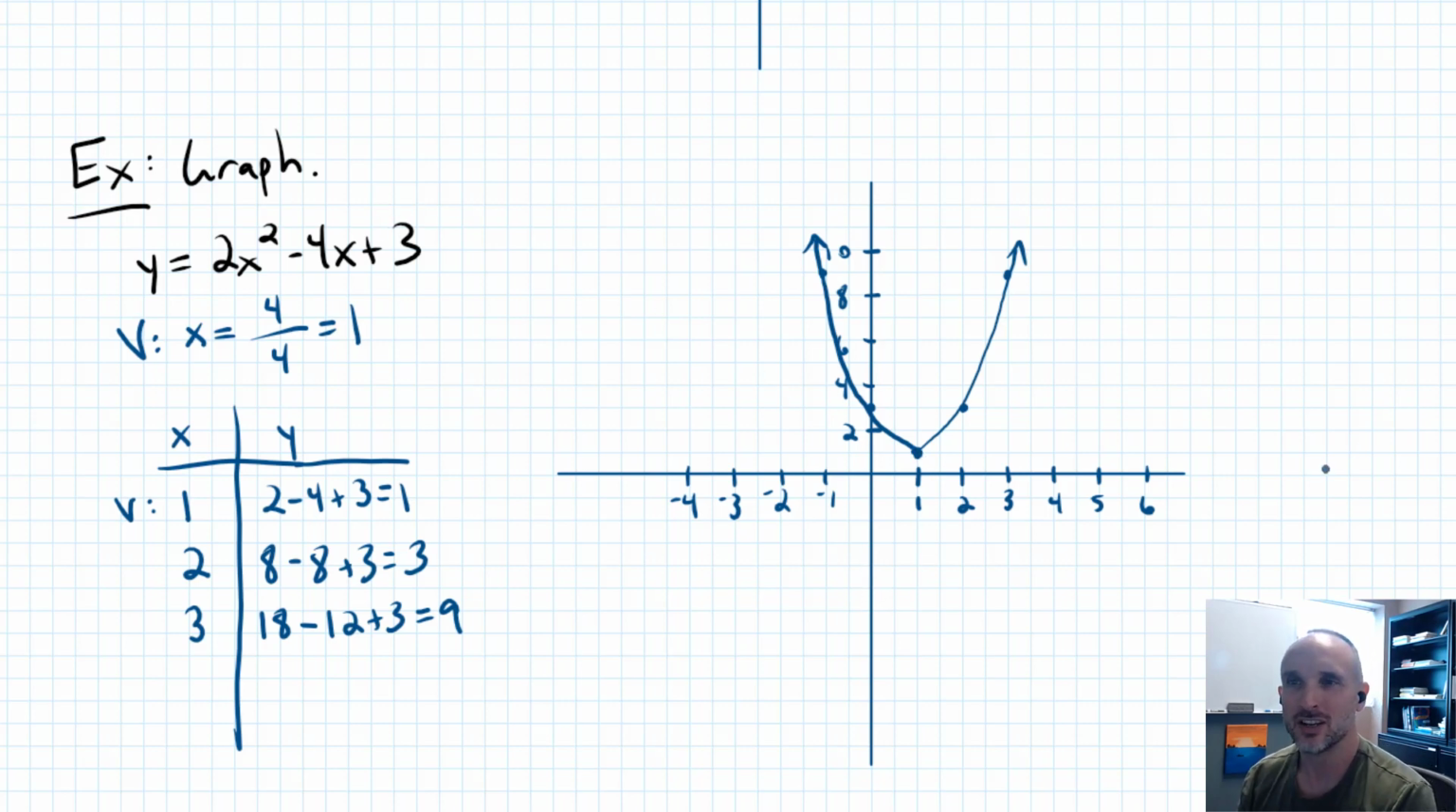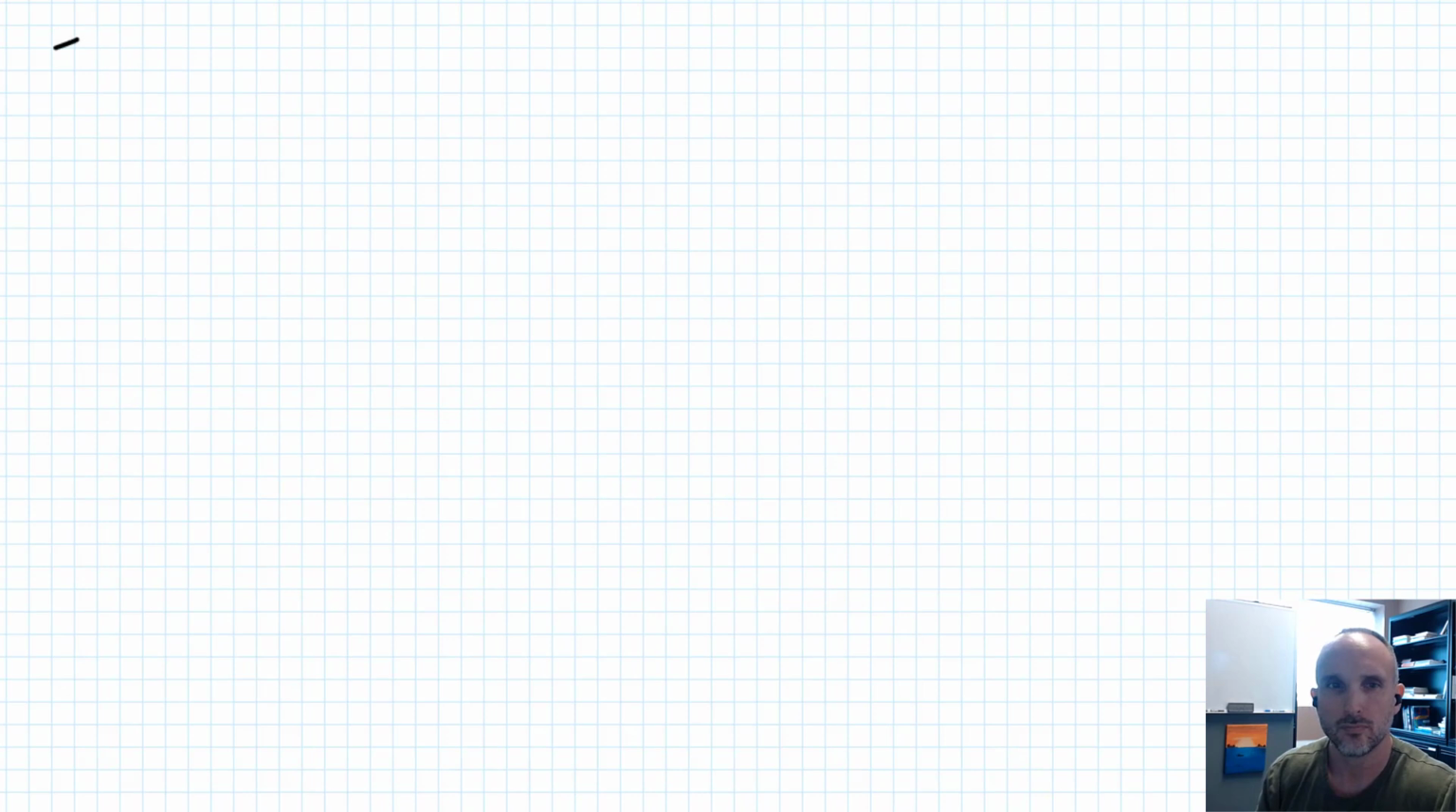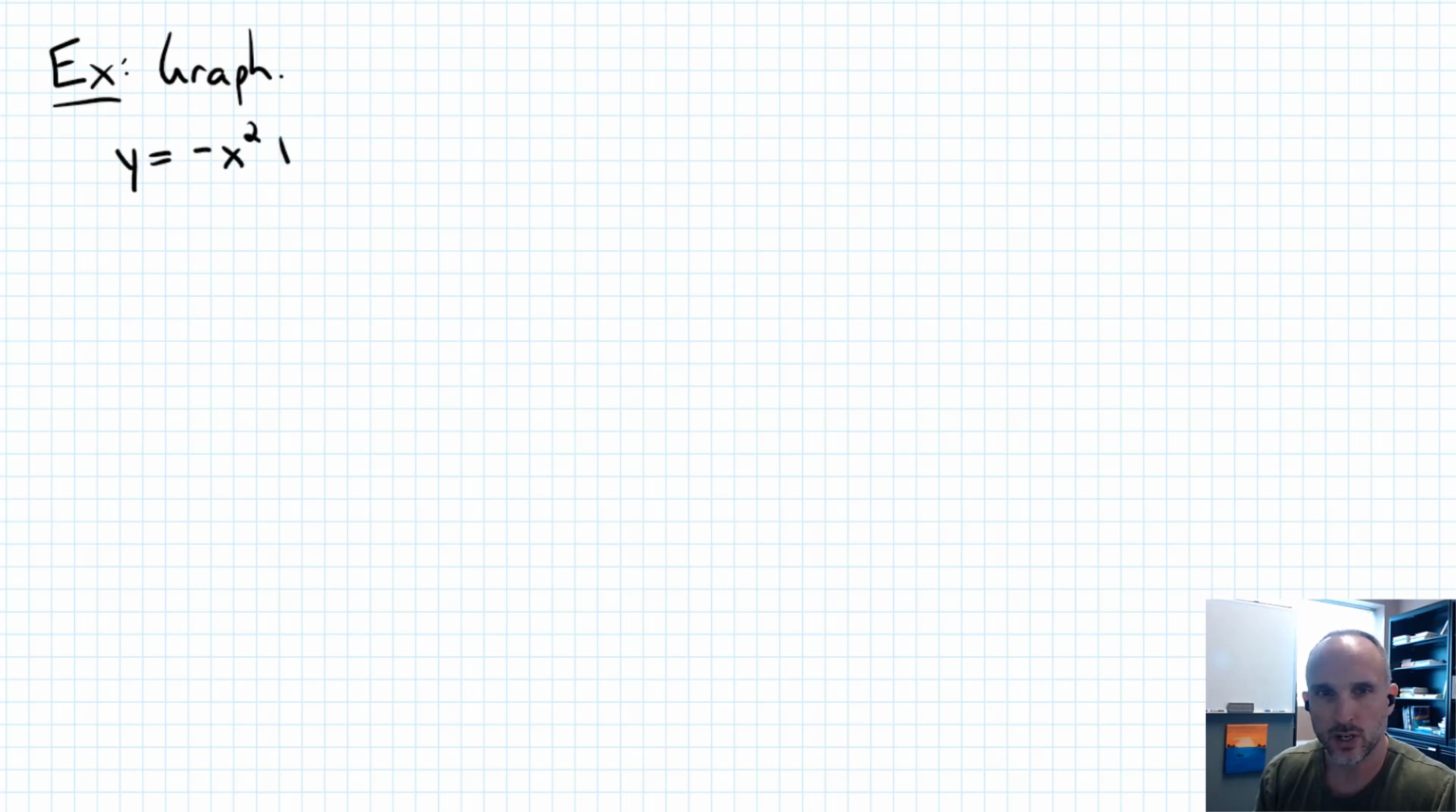So that's another example of graphing a parabola. I've got two more coming up for you. Let's try to graph y equals negative x squared plus 7.